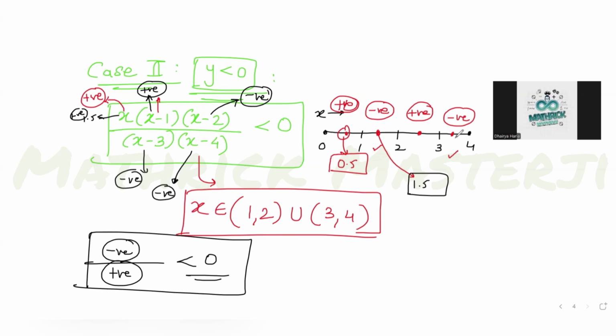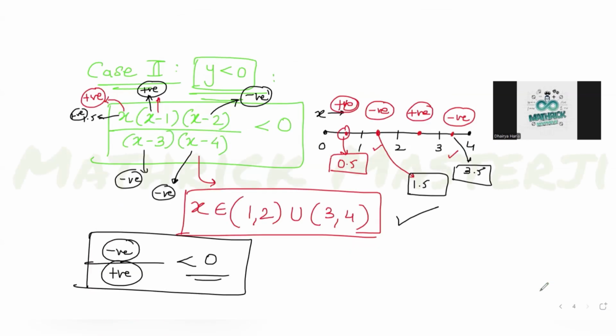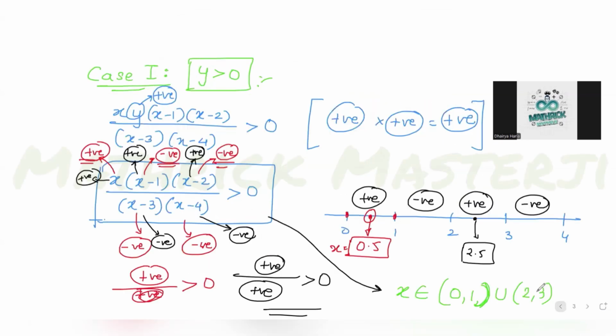Similarly, if you take between 3 and 4 also any value, let's take 3.5. So 3.5 is greater than all of these, 3, but it's lesser than 4. So only this one will become negative, all others will be positive. So it will become positive over negative, which will still give me negative. So these values of x satisfy for this case where y is negative. So I get from 1 to 2 and from 3 to 4, y becomes negative.